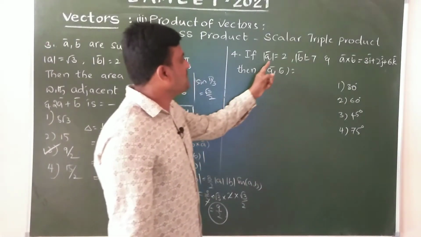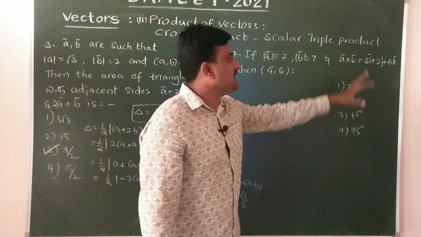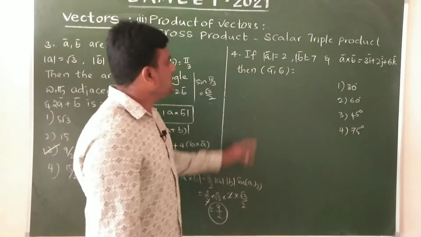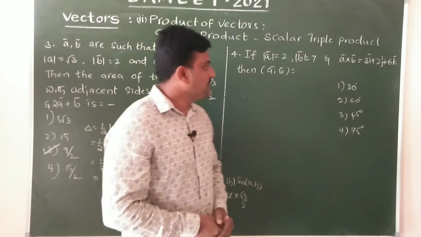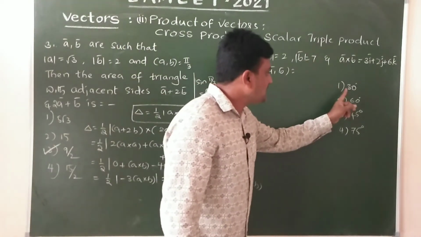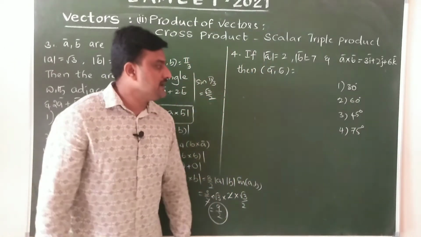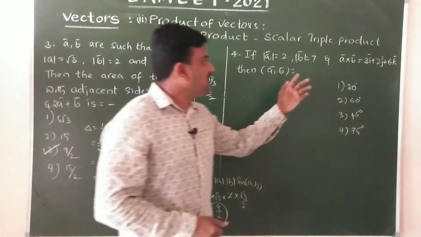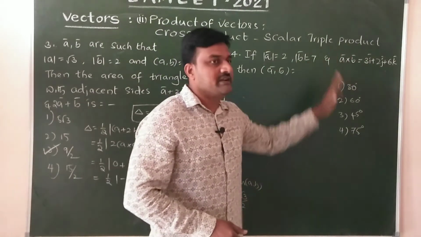If mod A equals 2, mod B equals 7 and A cross B equals 3i plus 2j plus 6k, find the angle between A and B. Options are 30, 60, 45, 75. How to find the angle? They are given the magnitudes and also given the cross product.